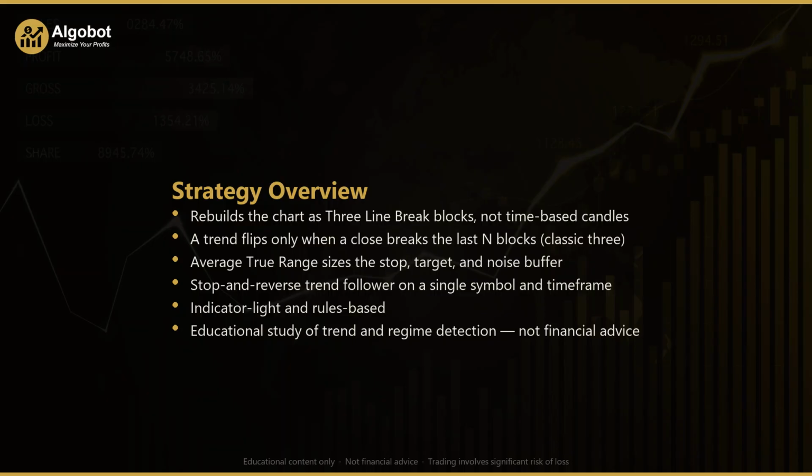The central idea is the reversal rule. A trend is only considered to have flipped when a close breaks beyond the extreme of the last several blocks, classically the last 3. Because a reversal has to overcome the combined range of several prior blocks, a flip represents a meaningful change of regime rather than a momentary flicker. When that happens, the strategy stops and reverses, closing any position facing the old direction and opening a new one the other way.